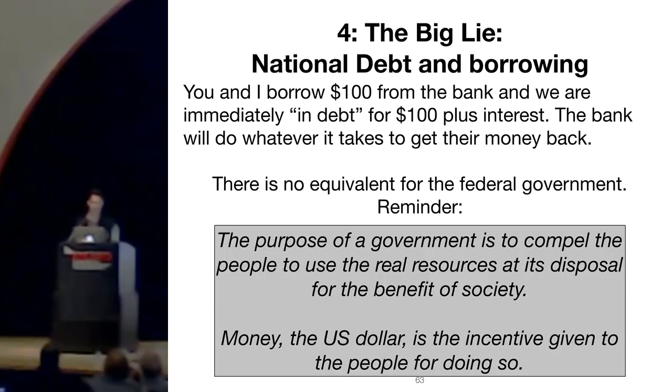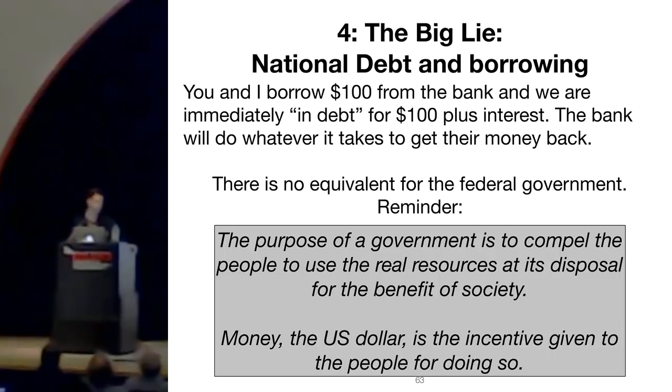The national debt and borrowing. So you and I go to a bank and we ask for a loan. We say, can I please have $100? They analyze our history and they decide, sure, you can have $100. We are instantly in debt to the bank for $100 plus interest, 100% of that money. The bank will do whatever it takes to get that money back. There is no equivalent situation for the federal government.